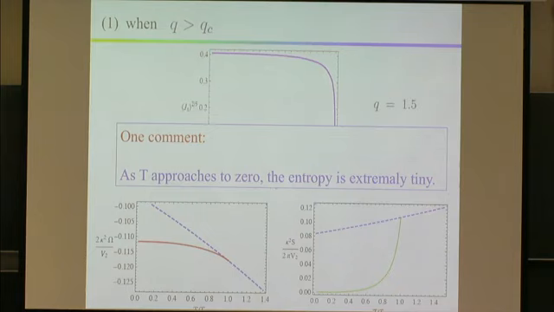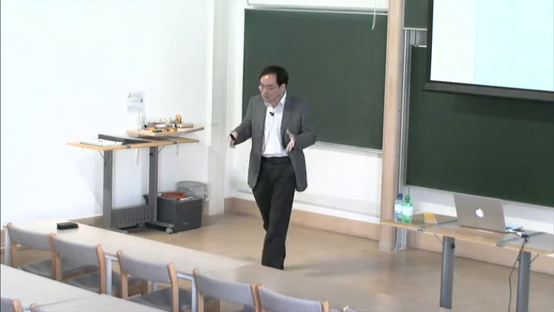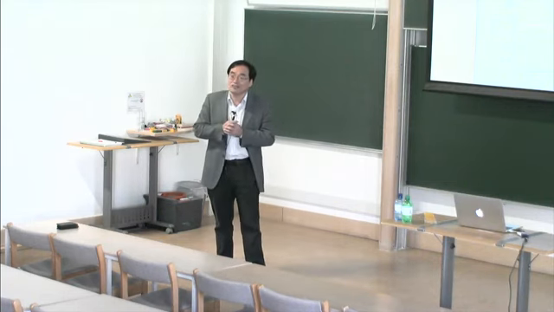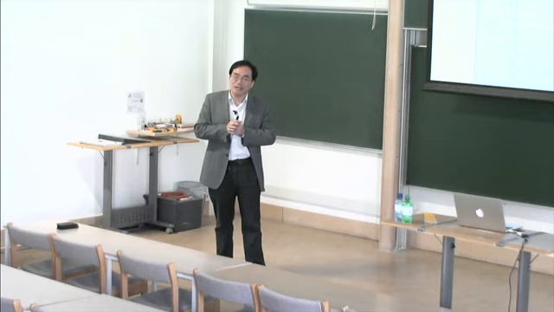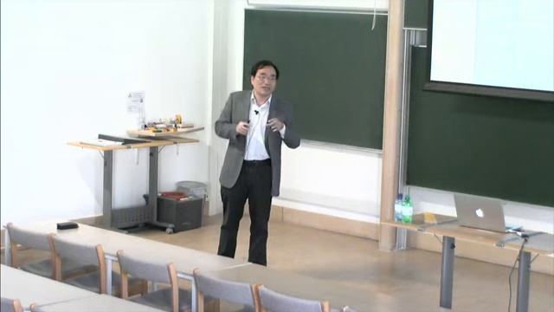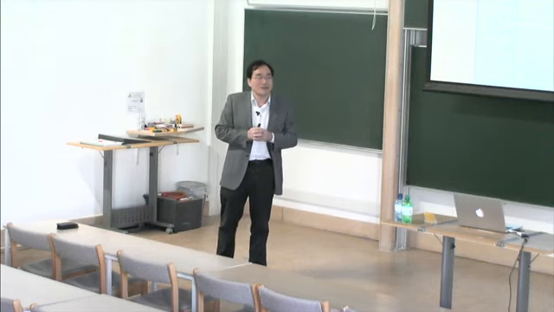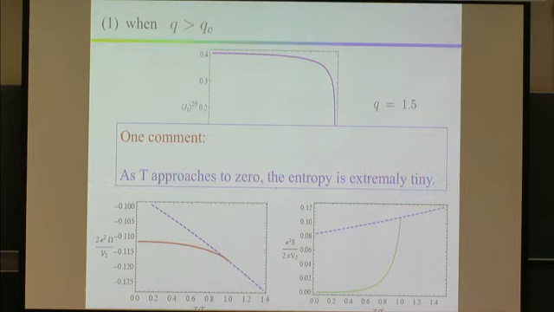Particularly from this figure, you can see that when the temperature goes to 0, the entropy is extremely tiny, which means this solution is an extreme solution, but not the extreme RN AdS case. In the RN AdS case, when the temperature goes to 0, the entropy is finite. Usually in traditional materials, when the temperature goes to 0, the entropy should go to 0, right? So the behavior of this system is quite different from the RN AdS case.